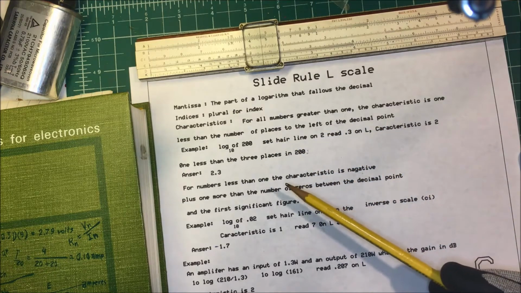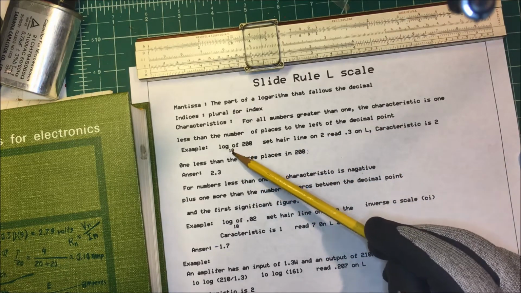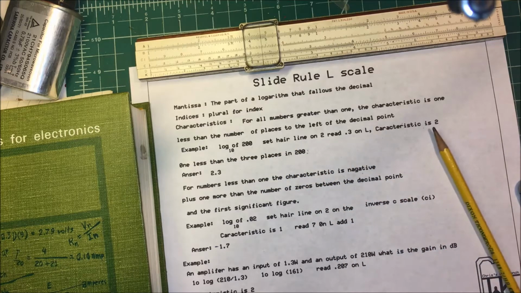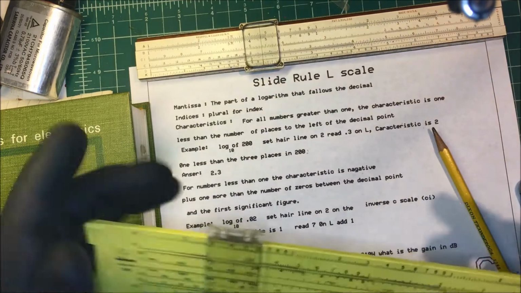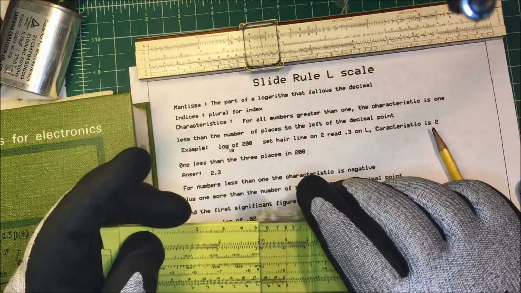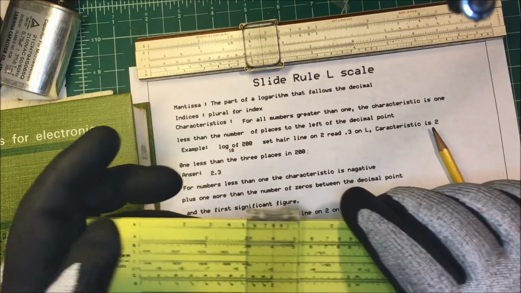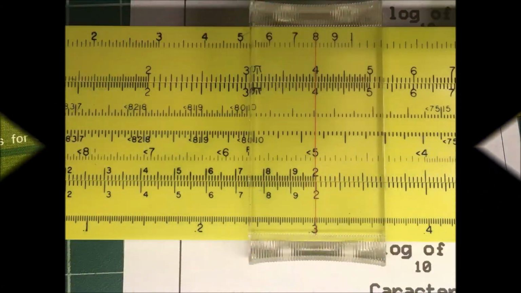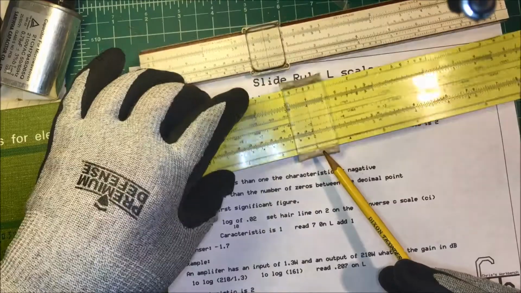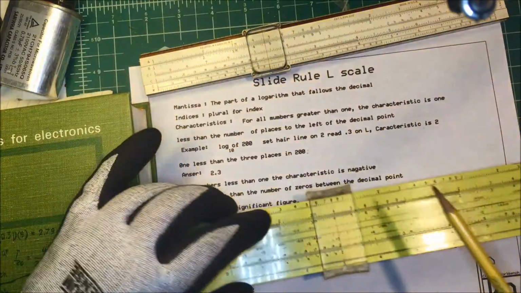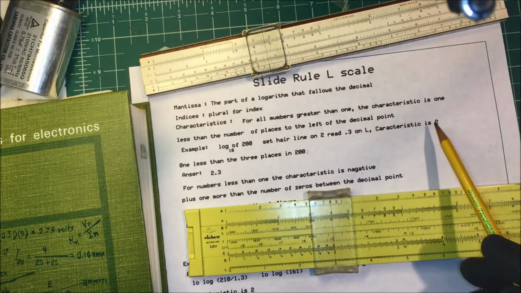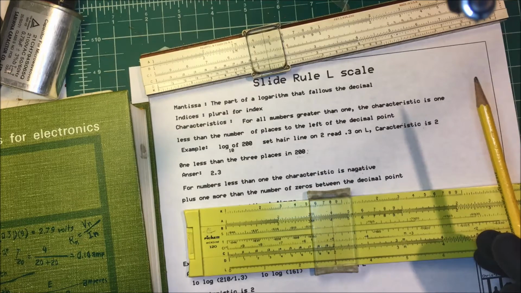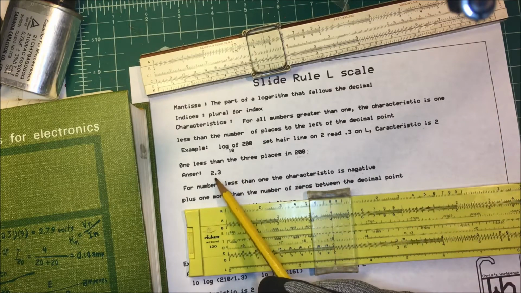of the decimal point. So for an example, if we have log base 10 of 200, we set the hairline on 2 on the D scale here, or the C scale, same thing. And I'll give you a close-up of it. But we read 0.3 down here. Now the characteristic is going to be 2. That's 1 less than the 3 places in the 200. So our answer is going to be 2.3.